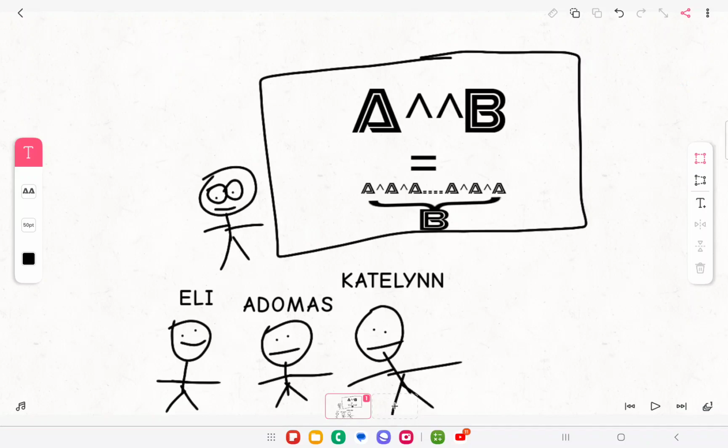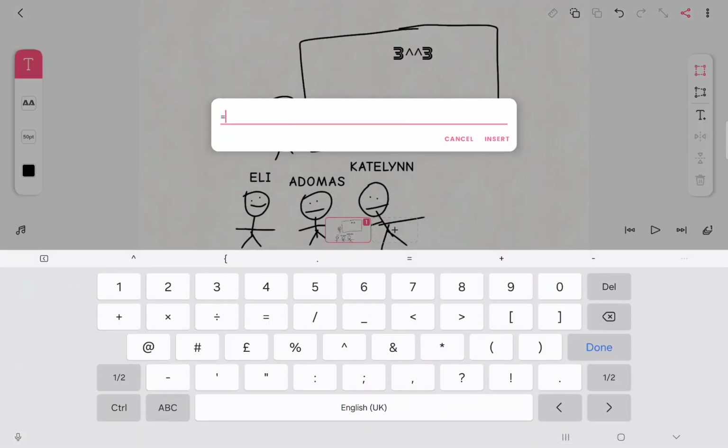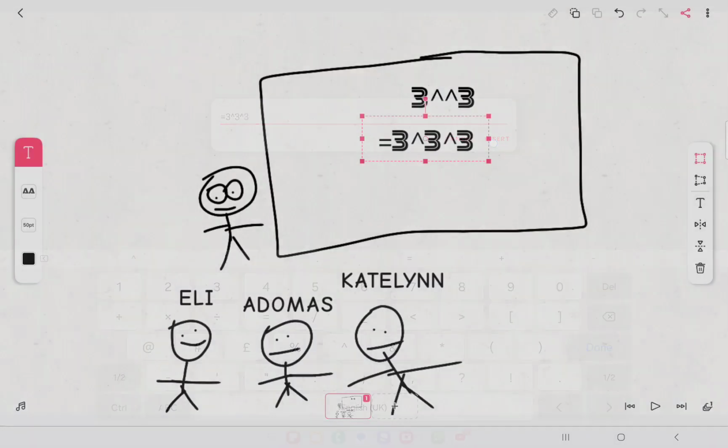We'll get on with an example right here. But warning, this function grows incredibly quickly, so be warned if you have Googleophobia. This is our first example: 3 tetrated to 3. We can write it out in quite a few ways. It's equal to 3 to the power of 3 to the power of 3.